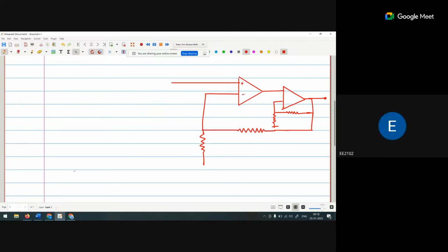This one is positive, negative, again positive, negative. Here the voltage we are getting, if it is R1, R2, R3 and R4, the Vout is Vi into 1 plus R2 by R1. This is the Vout. If we say this is the Vx, then in terms of Vx, Vout is equal to Vx into 1 plus R4 by R3.